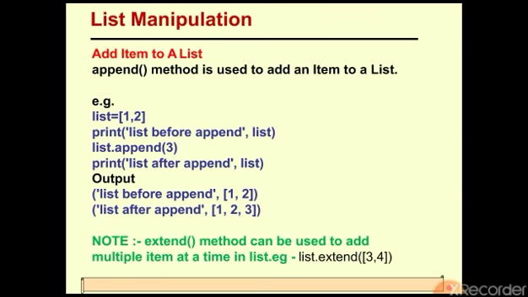Now adding an item to a list. How can we add an item to a list? We can add an item to a list by using the append method. The append method is used for adding elements at the end of an existing list.